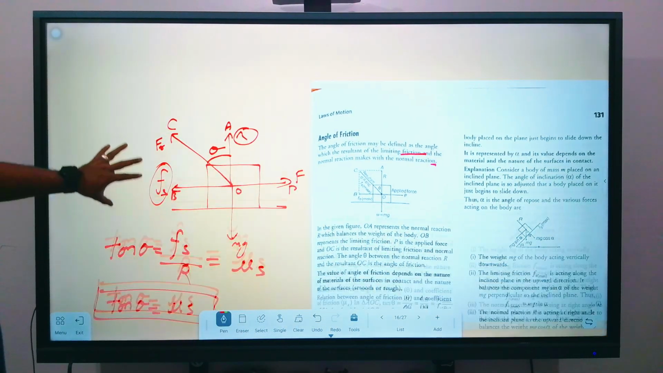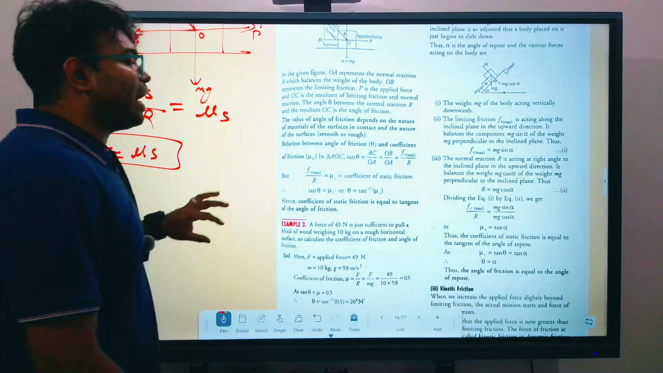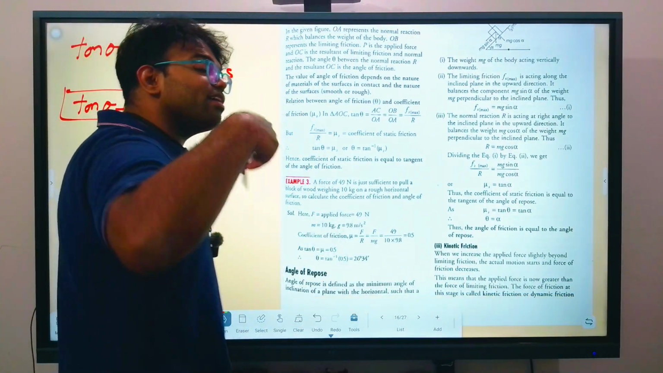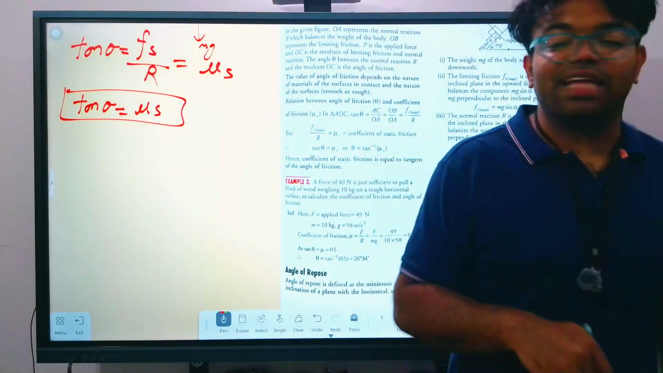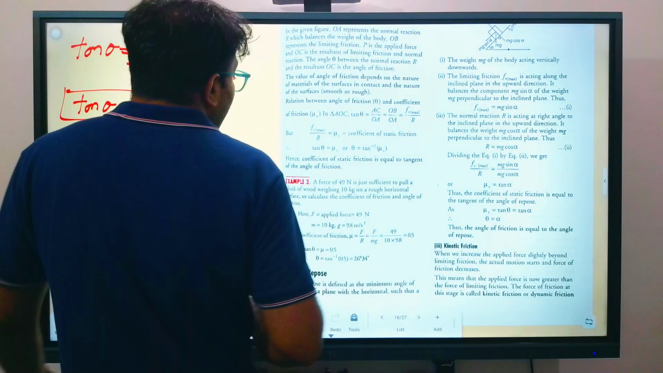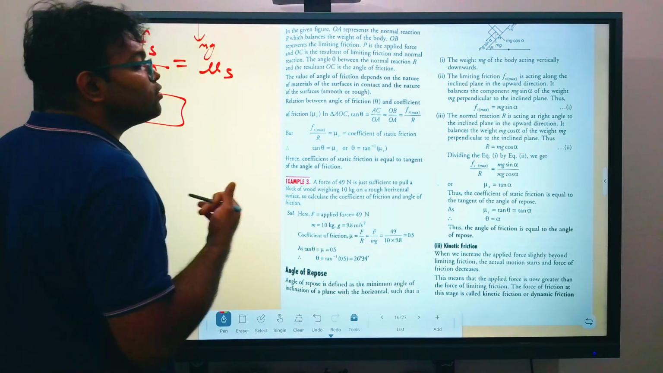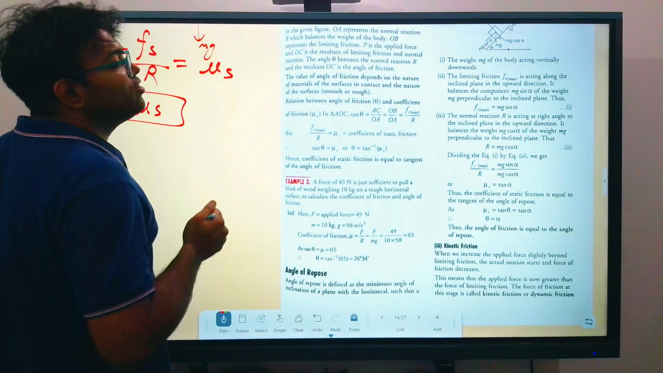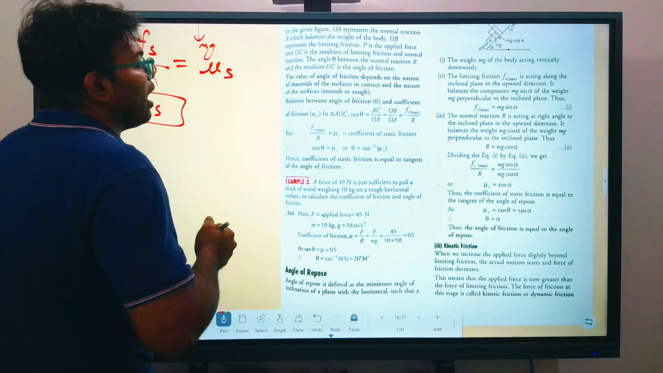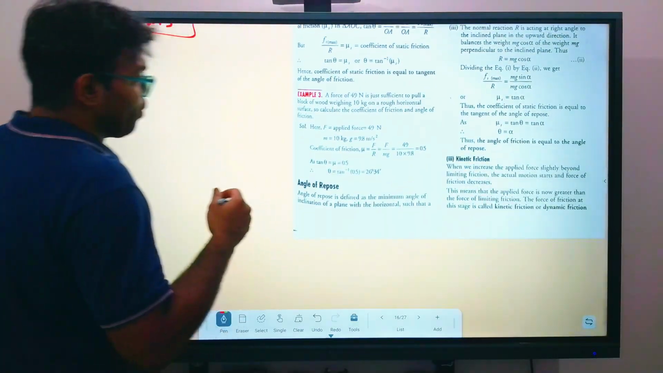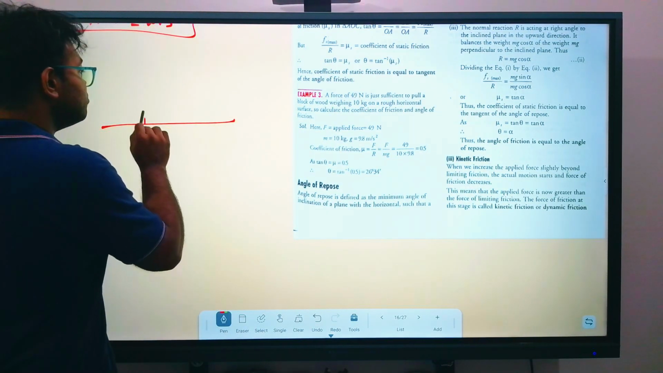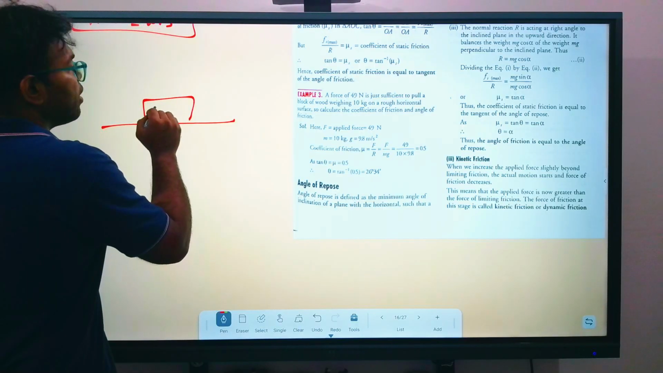So tan theta becomes equal to the coefficient of static friction. So what is the value of theta? Theta becomes equal to tan inverse of the coefficient of static friction. Okay, a force of 49 newtons is just sufficient to pull a block of wood weighing 10 kgs on a normal horizontal surface.